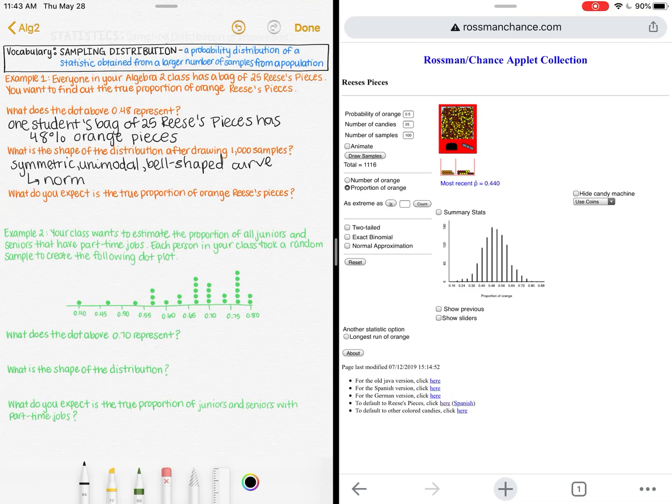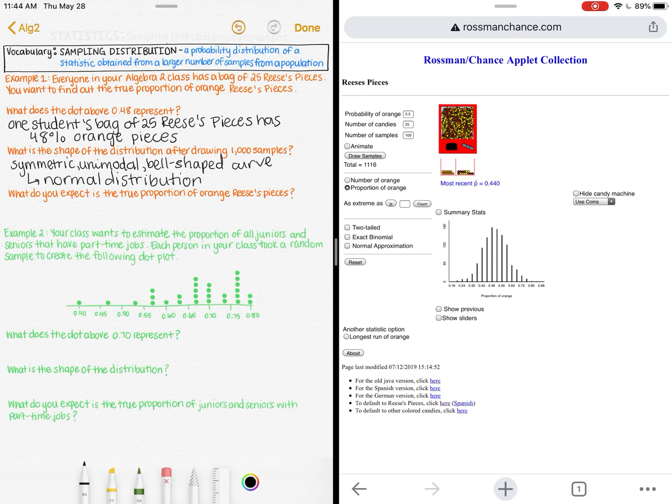And it's important to note that anytime you're trying to find the true proportion of something and you're taking many, many samples, if you take enough samples, you will always get a normal distribution that is centered around the true proportion. So anytime you're doing an example like this, if you take enough samples, you will get a normal curve, and the center of that curve will tell you your best estimate of the true proportion of orange pieces, or whatever your example is. So in this case, I want to find, what do I think the true proportion of orange Reese's Pieces in a bag is?